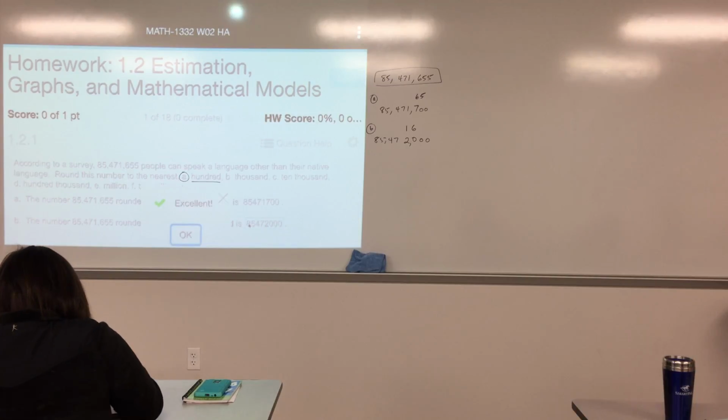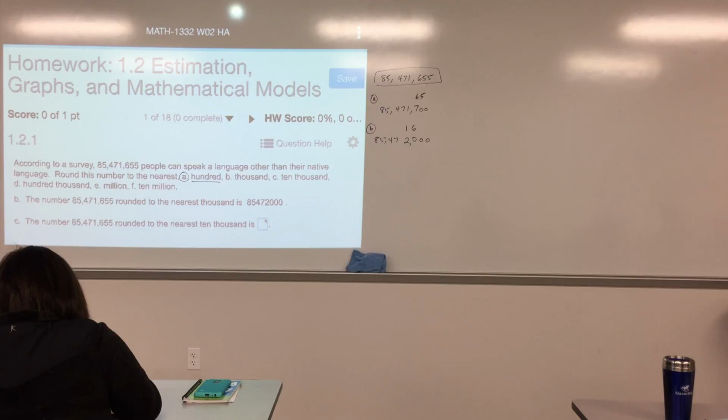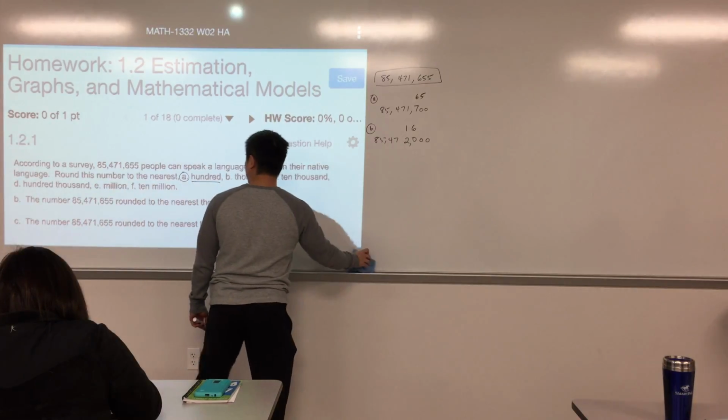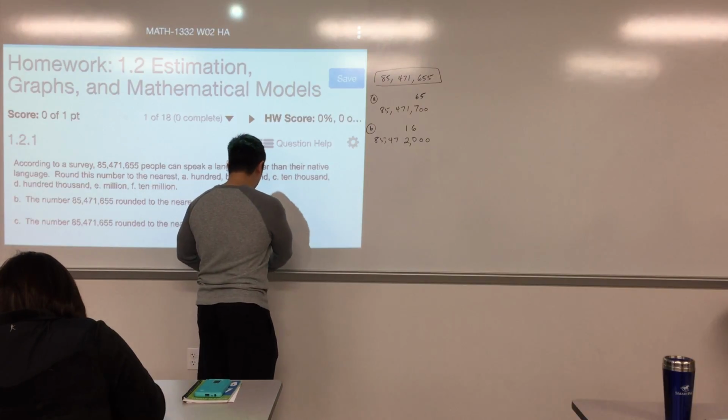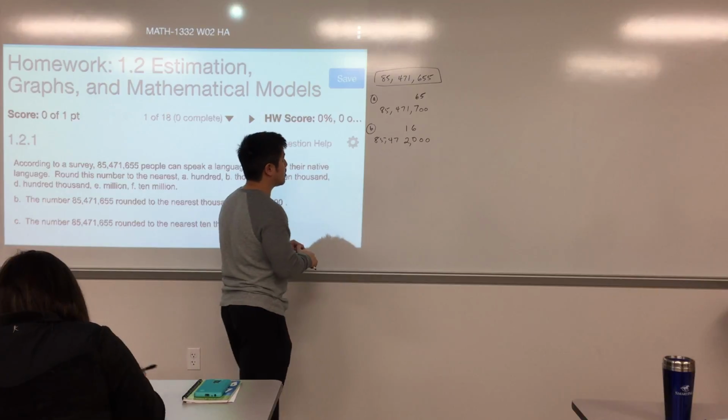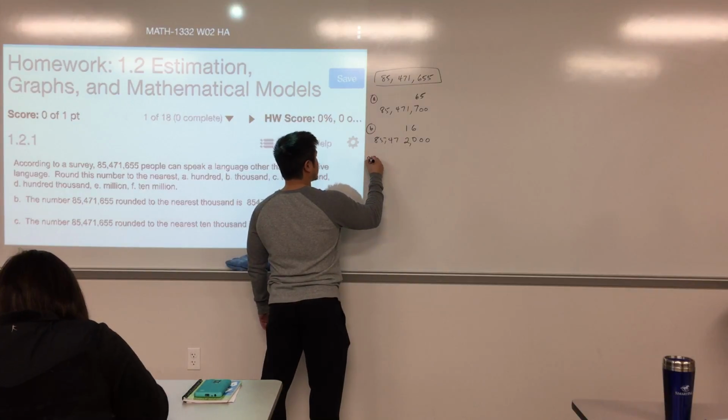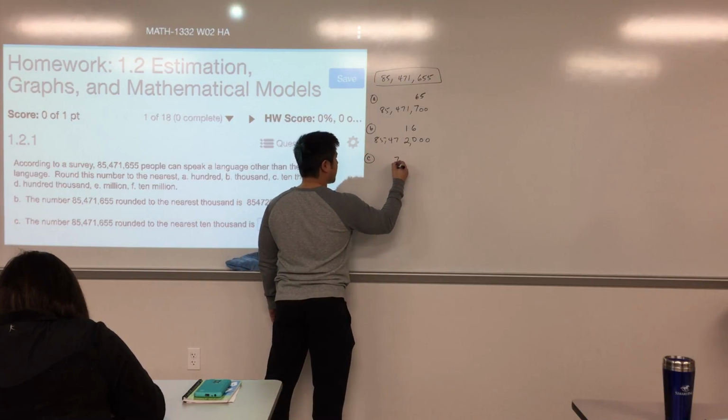So, 85,472,000. To the nearest 10,000. Let's go do that one. We're on part C here. If we're looking at the nearest 10,000, what place is that? It's the 7. That's the 7.